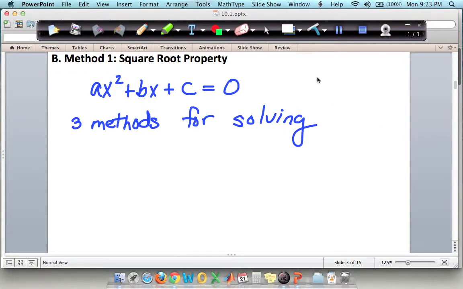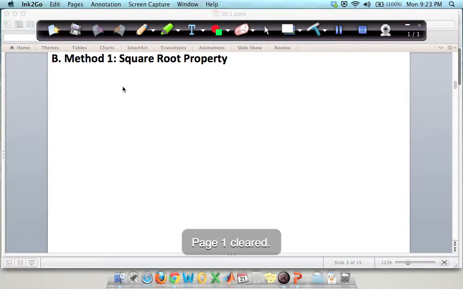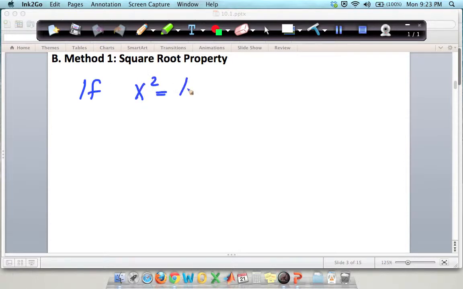So the first method we're going to learn here is the square root property. And the square root property says if x squared equals b, and we use this with the Pythagorean theorem, then you can take the square root of both sides and get x equals, and then it is a plus or minus. We didn't use this in the example in chapter 9 because it was distance. We didn't need the negative, but it is plus or minus the square root of b.